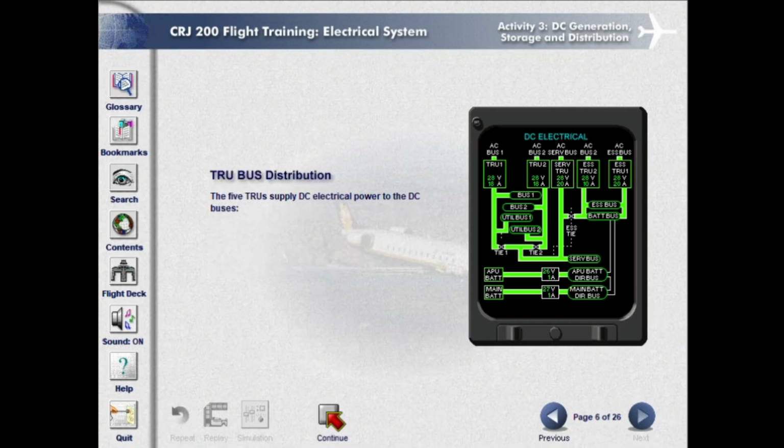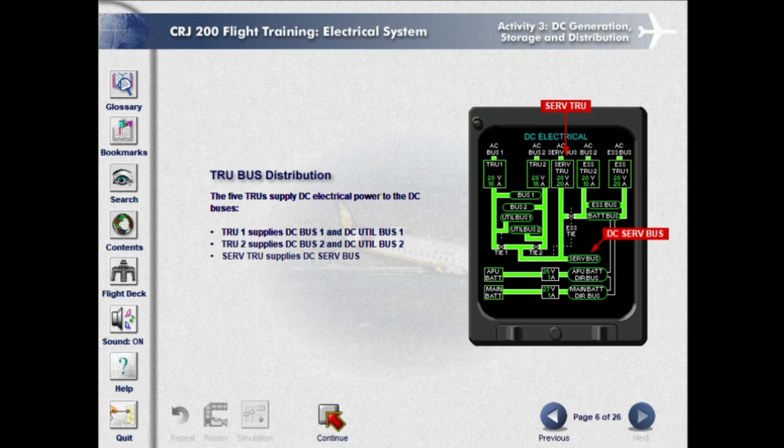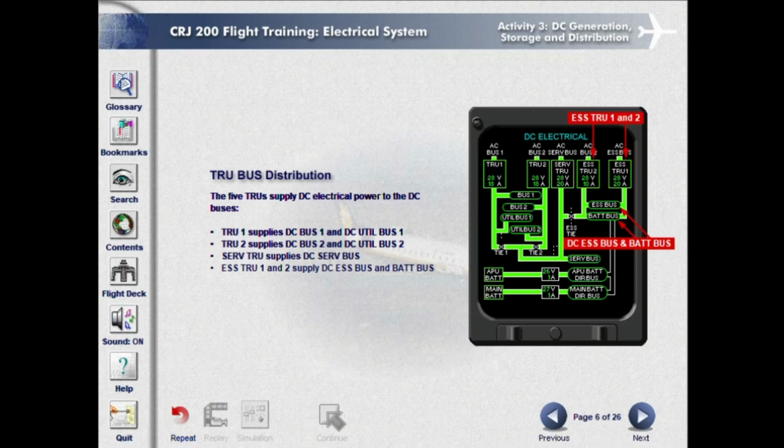TRU bus distribution. The 5 TRUs supply DC electrical power to the DC buses. TRU-1 supplies DC bus 1 and DC utility bus 1. TRU-2 supplies DC bus 2 and DC utility bus 2. Service TRU supplies DC service bus. Essential TRU-1 and 2 supply DC essential bus and battery bus.